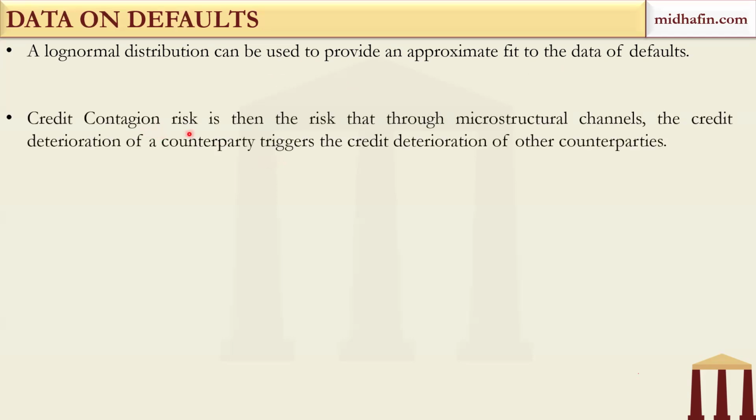Credit contagion risk is then the risk that through microstructural channels, the credit deterioration of a counterparty triggers the credit deterioration of other counterparties. So basically, now we are talking about systemic risk, or you can also say systematic risk.